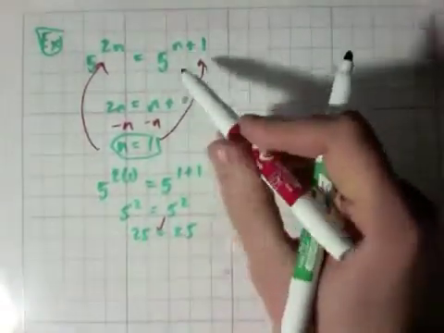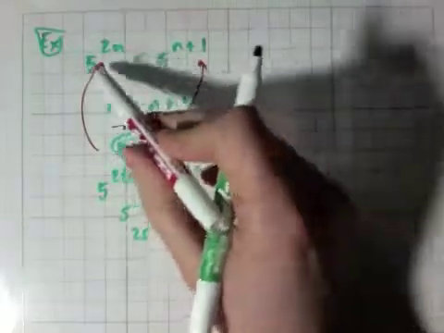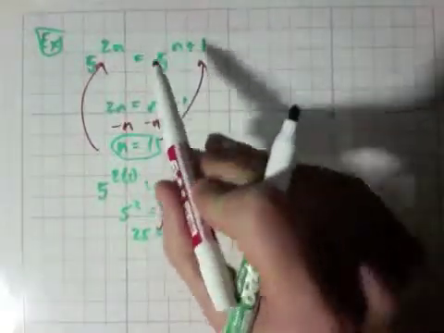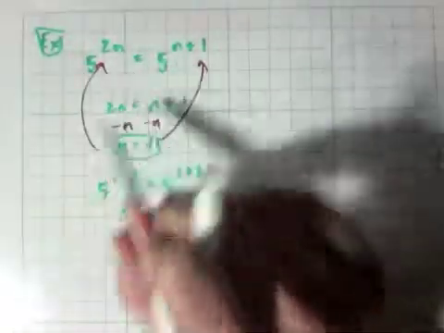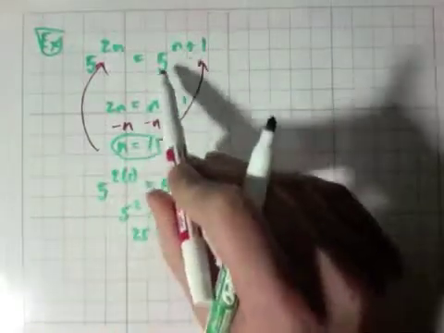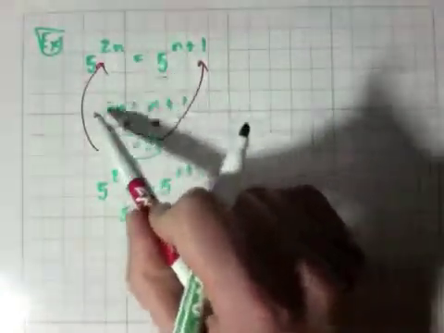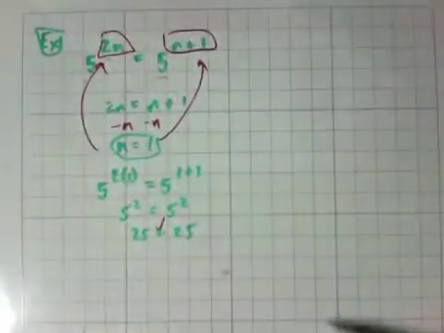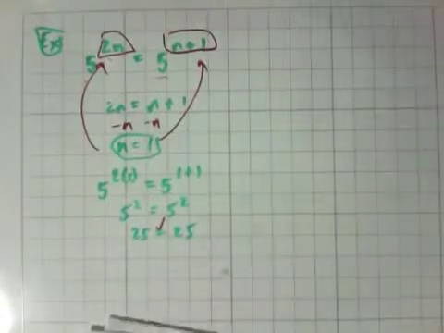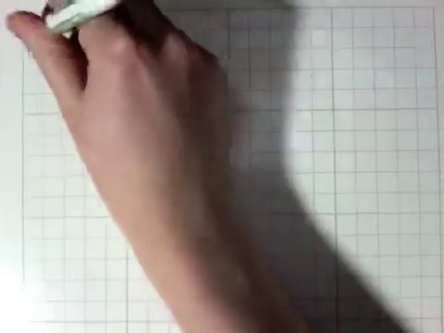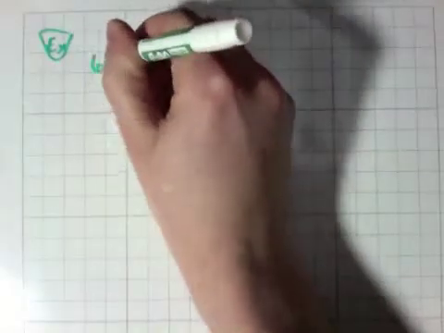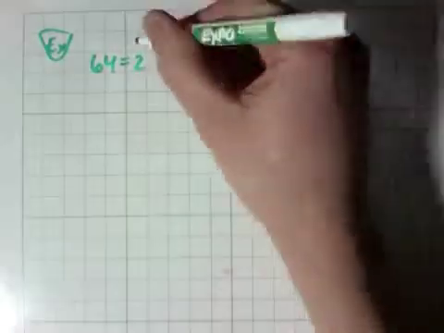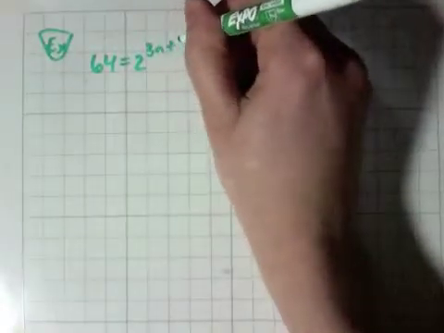So this is the general idea, and it does only work when I have things of the same base, but when I have two exponential functions equal to one another, if their bases are the same, then we can conclude that their exponents must also be equal. And that's the general idea. So let's consider a more interesting example. What if the bases aren't quite the same? So what if I have, for instance, 64 equals 2 to the 3n plus 1.